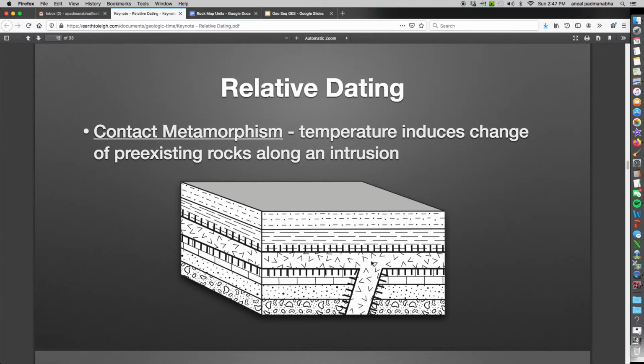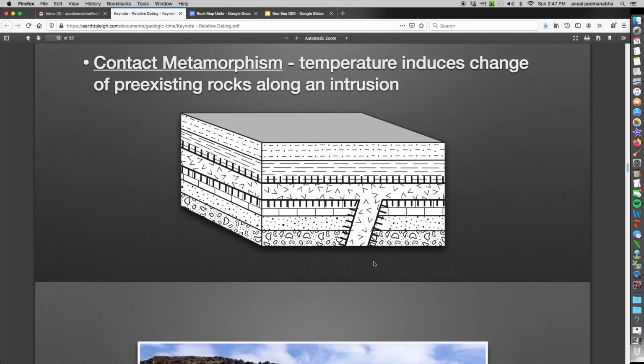It comes through. It goes in between two rock layers. And what this contact metamorphism is, you see these little lines that go vertical right here. That's actually baking the rock into a metamorphic rock. I'm not really too concerned about that, but that is one way to tell the age of something. So here's an example of contact metamorphism.